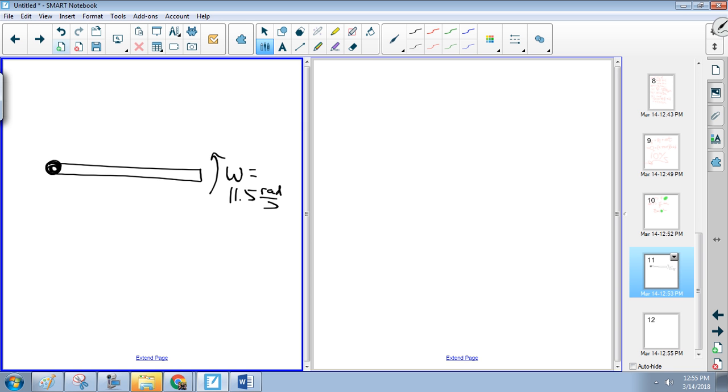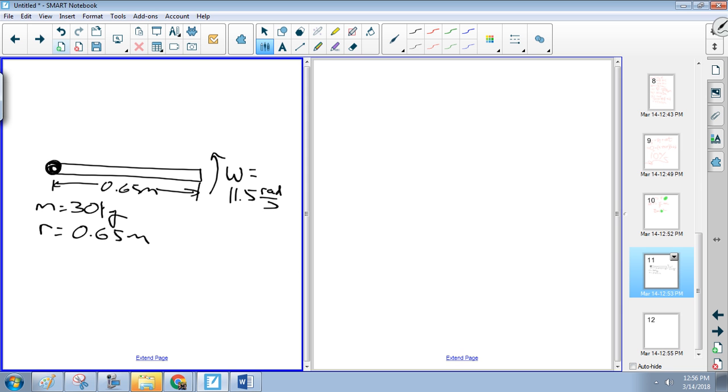All right, other things that we know about the door is that the door has a mass of 30 kilograms, and the length of the door is 0.65 meters, or the width of the door, whatever you want to call that. So that's what's happening at the end of part A.